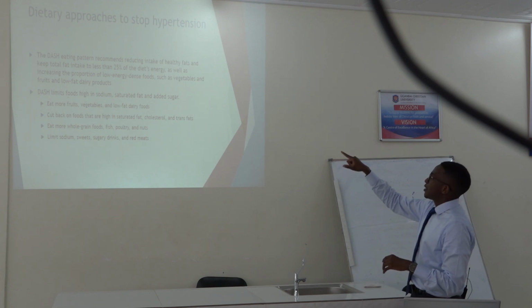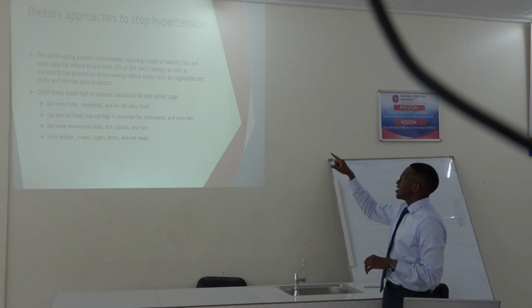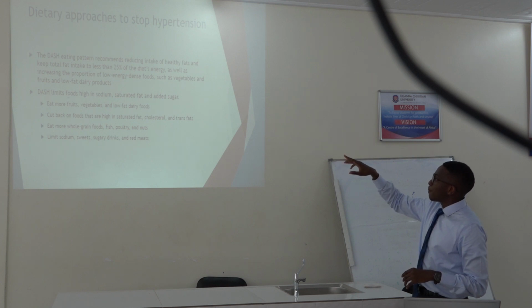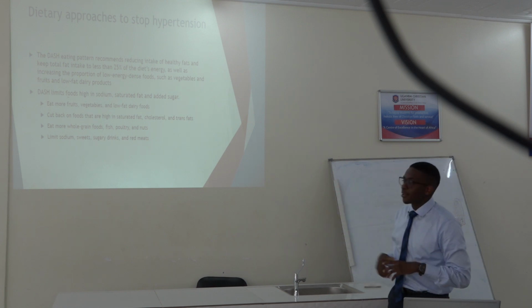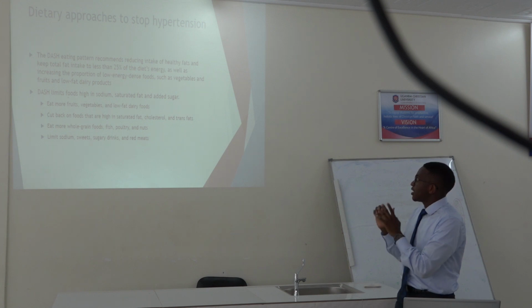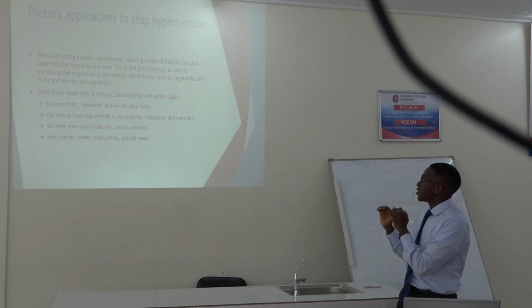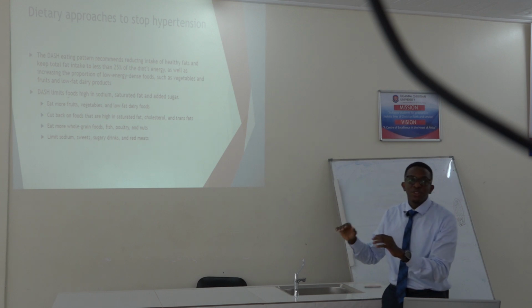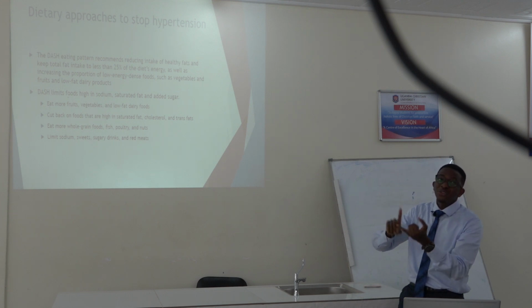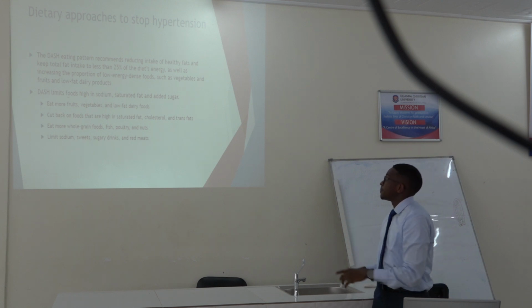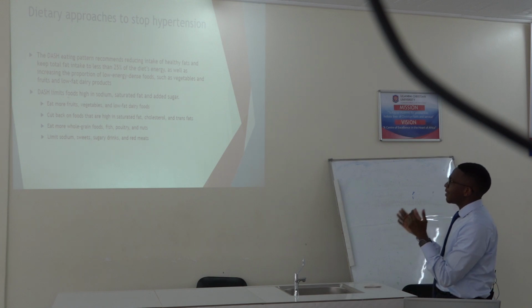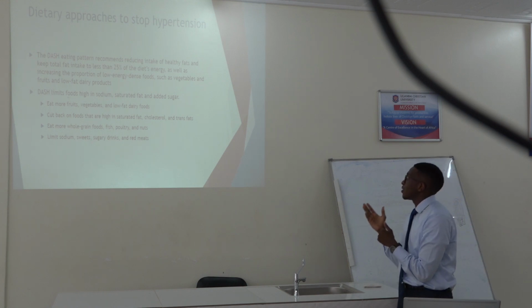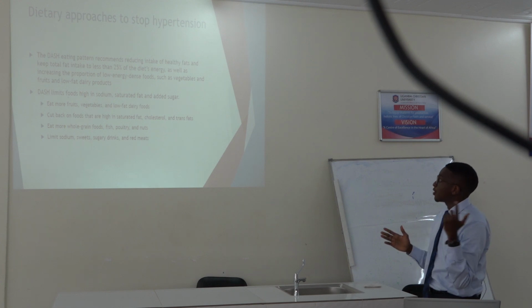Then to keep fat to less than 25% of the diet's energy, you also increase the proportion of low energy dense foods, like vegetables, fruits, and low-fat dairy products. DASH limits foods high in sodium, saturated fat, and sugar. So the main things you should look at are sodium, saturated fat, and sugar. Sodium, I'm talking about salt. So you have to eat more fruits, vegetables, and low-fat dairy, and cut back on foods that are high in saturated cholesterol and trans fats. I explained the trans fats earlier.